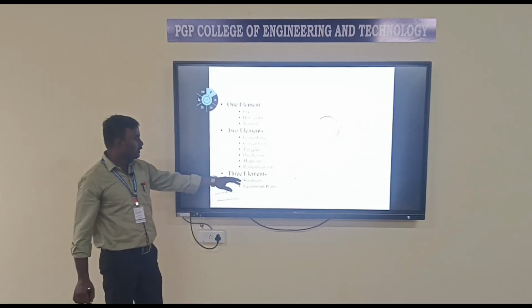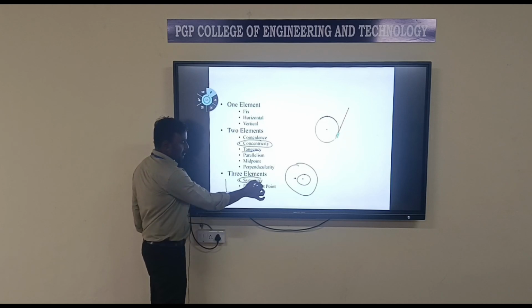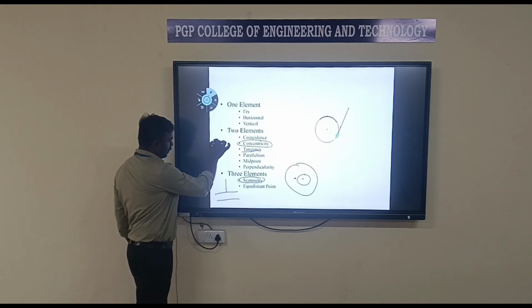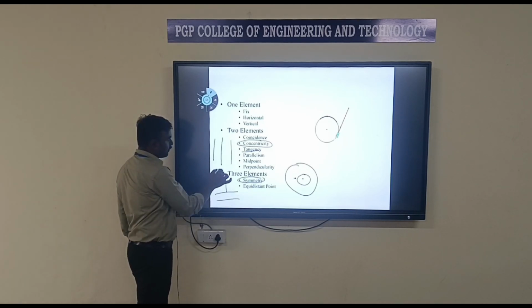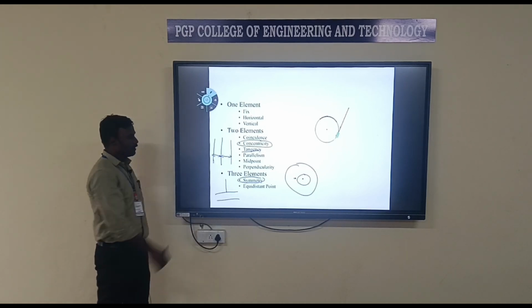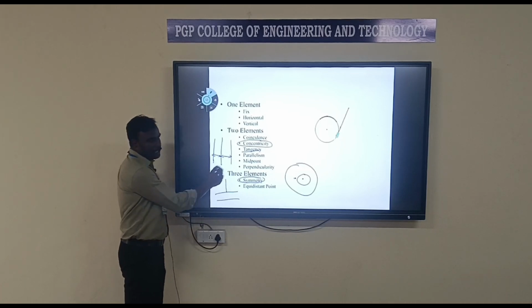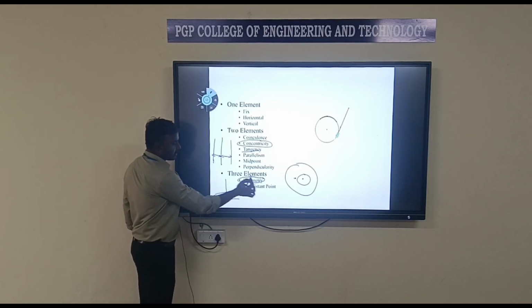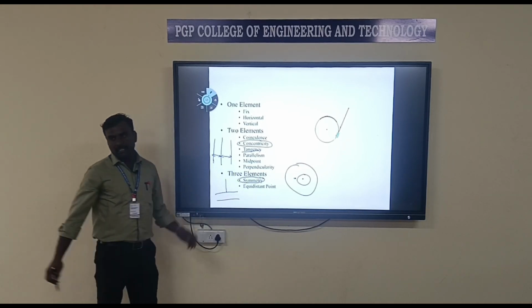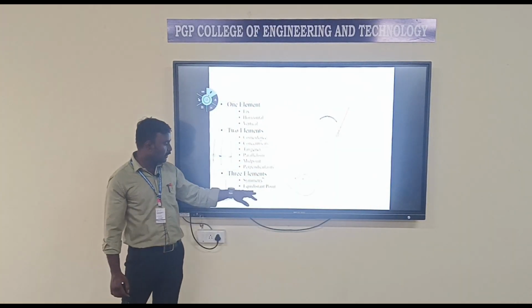Next one, if you are having three elements. Next one, symmetry. Symmetry means if I have three vertical lines, each line will have a different gap, so I need to have an equal gap to give the symmetry. Symmetry means it will make an equal distance between the three lines. And the last one, equidistant point.